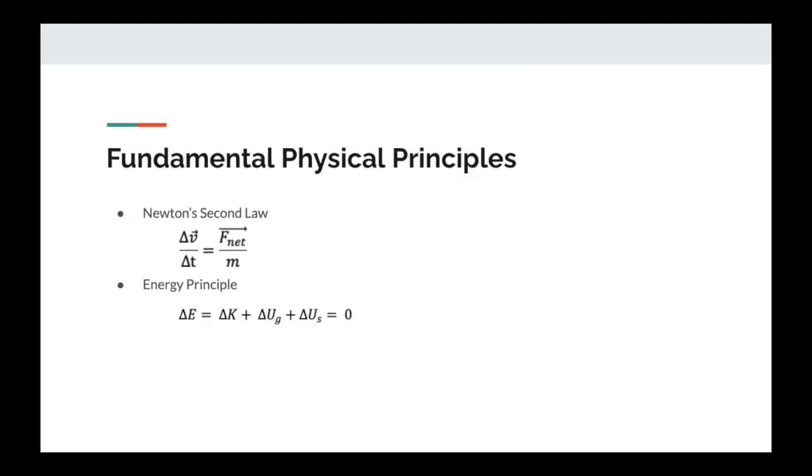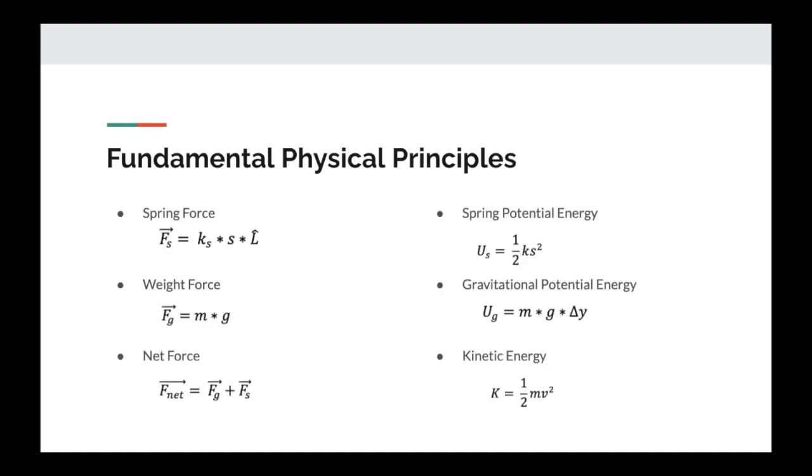The fundamental physical principles of this lab experiment include Newton's second law, as well as the energy principle. In the case of this experiment, the total energy is comprised of the sum of the kinetic energy, the gravitational potential energy, and the spring potential energy. These individual energy components are calculated using the above formulas.